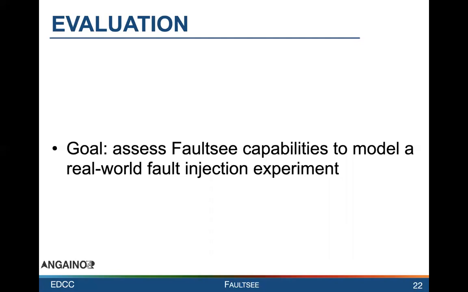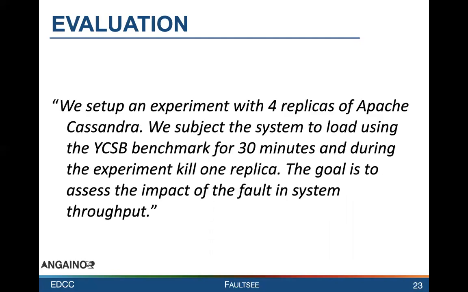And here, our goal is to assess how good FaultSee is when modeling a real-world fault injection experiment. So for this, we pick a hypothetical experiment with the Apache Cassandra database. If we want to write about this experiment in a systems paper, we would probably write down something like this. We set up an experiment with 4 replicas of Apache Cassandra. We subject the system to load using the YCSB benchmark for 30 minutes, and during the experiment, kill 1 replica. The goal is to assess the impact of the fault on the system throughput.